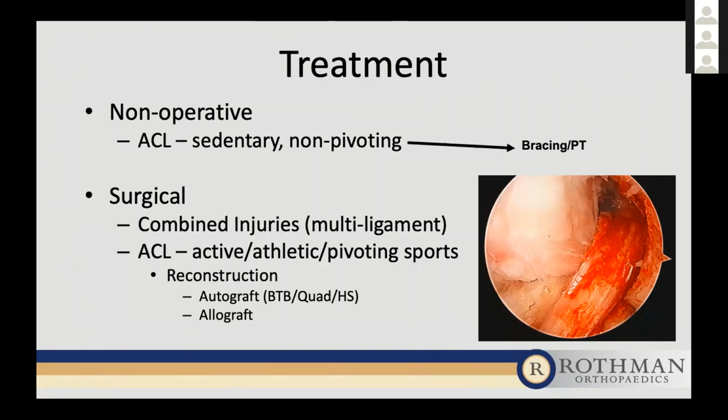When I say reconstruction, what we do is use tissue from some other source within your own knee joint, the same knee that we're doing surgery on. We call that autograft. Patellar tendon, quadriceps tendon, and hamstring tendons are the most common grafts. And then allograft tissue or donor tissue is also an option, again depending upon your age and your desired activity level.